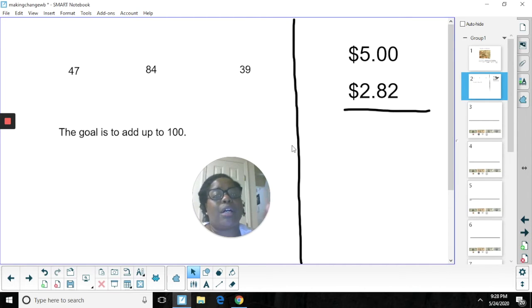Before we even get started with that, I want us to talk a little bit about why it is important to know how to make change, because it is a life skill. You want to be able to know how to do this when you go to the store. If you're paying for an item, you want to know how much change you're supposed to get back. But just suppose you were the cashier and you had to make change. You want to make sure that you're giving the customer the correct change. So it's very important that you learn how to do this skill.